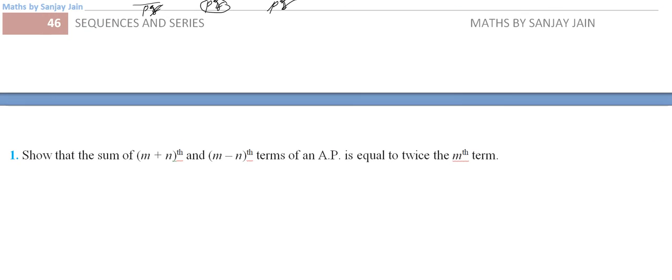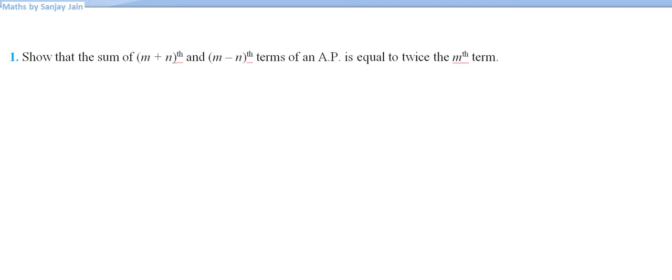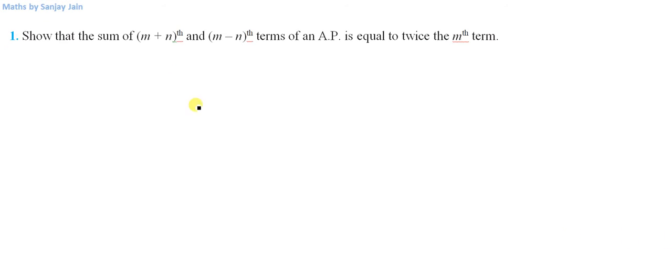Okay, let us start the miscellaneous exercise on sequence and series. So the first question is, show that the sum of m plus nth and m minus nth terms of an AP is equal to twice the mth term.